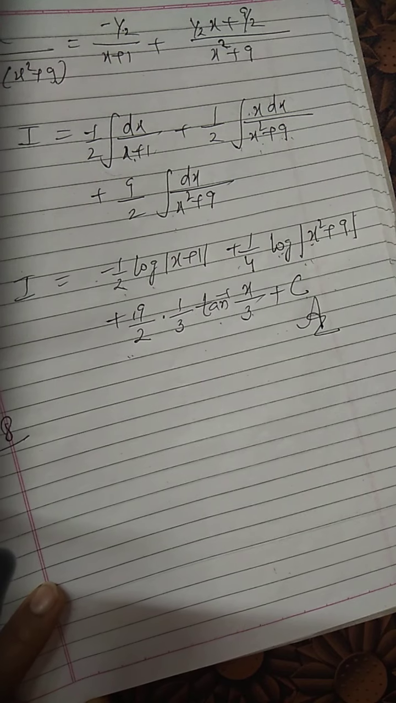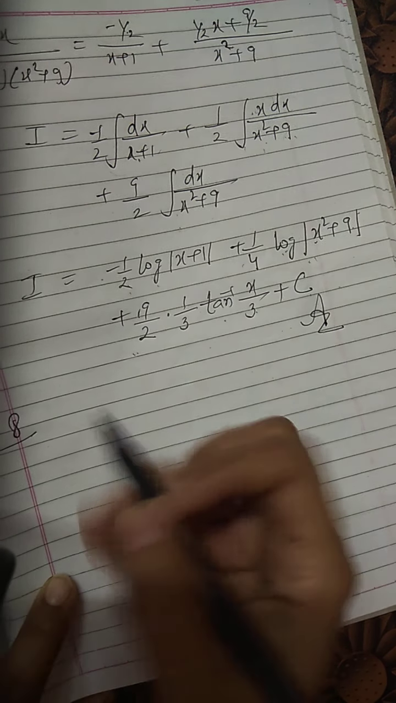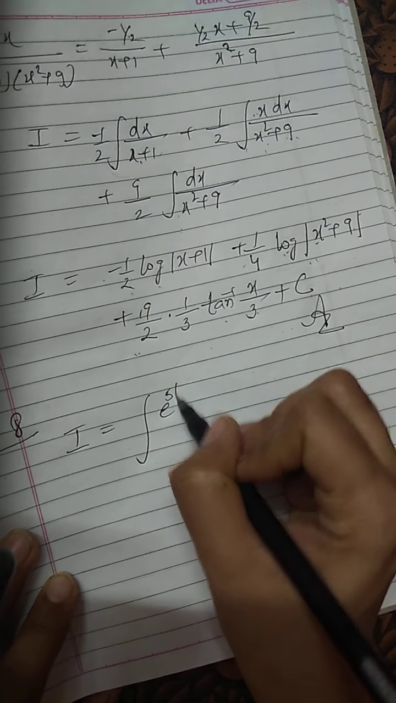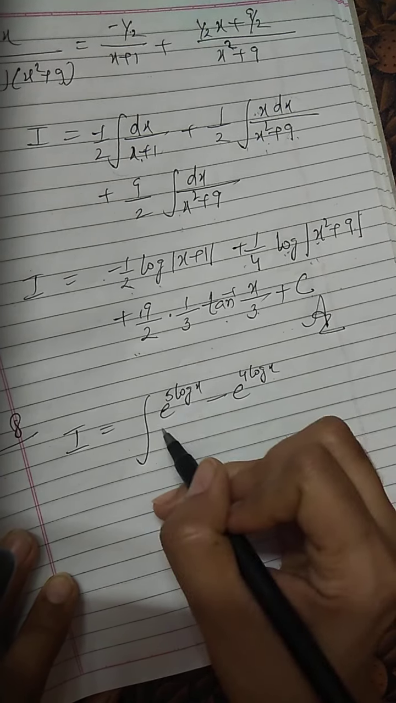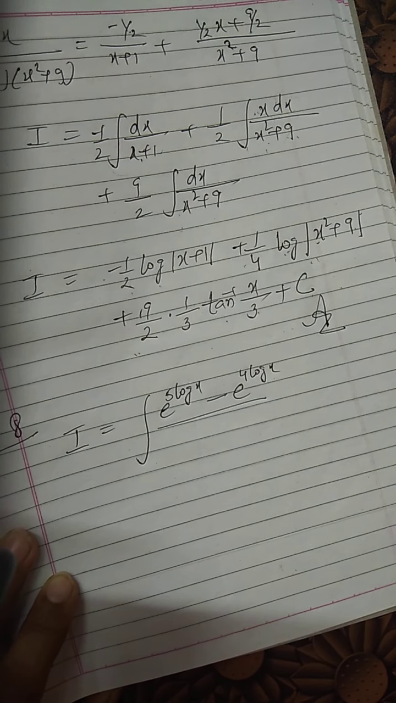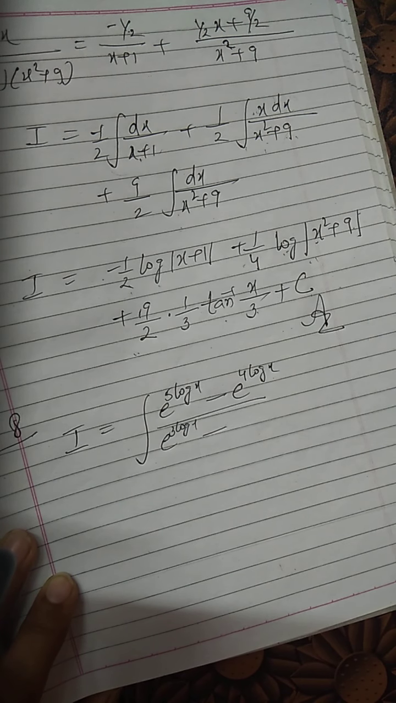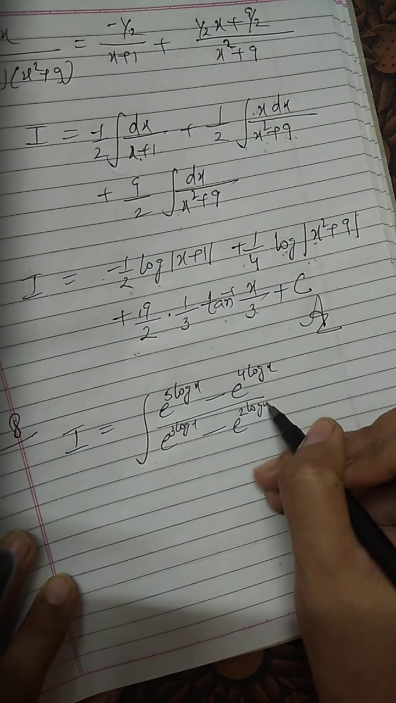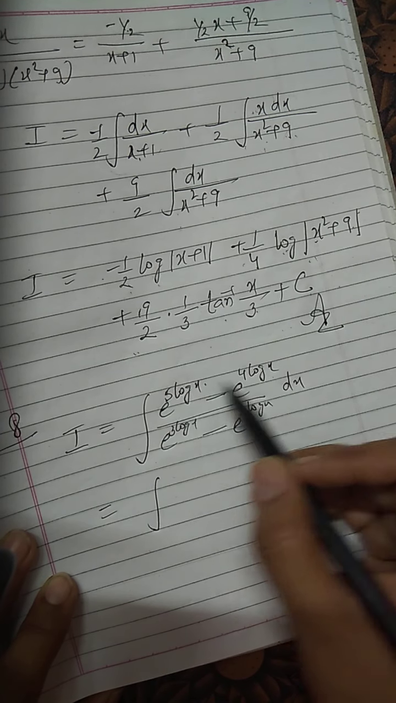Sum number 8, I will give you the hint now. We have numerator e raised to power 5 log x minus e raised to power 4 log x. Okay, so the function in the integral is e raised to power 5 log x minus e raised to power 4 log x, divided by e raised to power 3 log x minus e raised to power 2 log x dx.